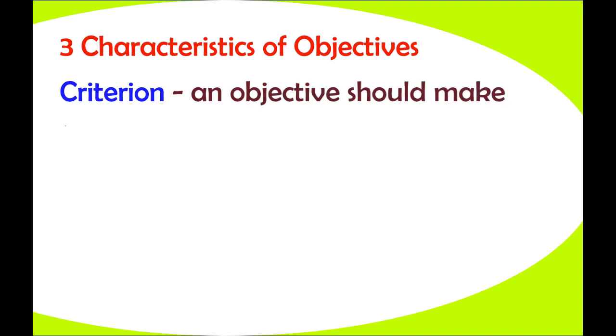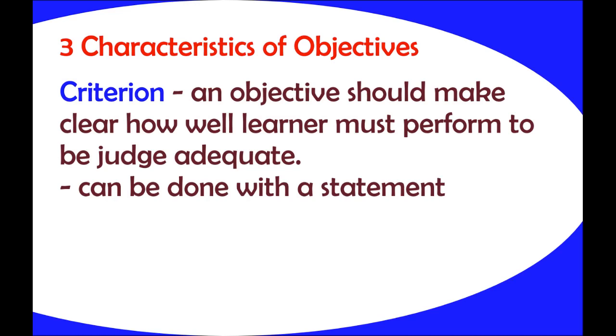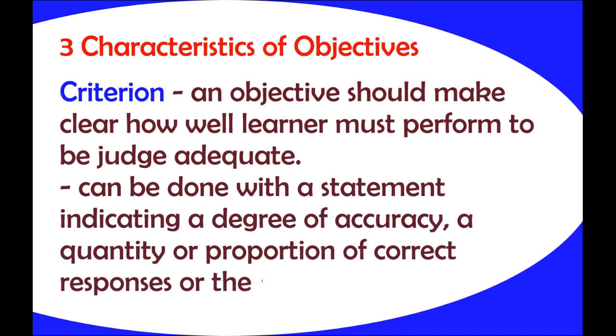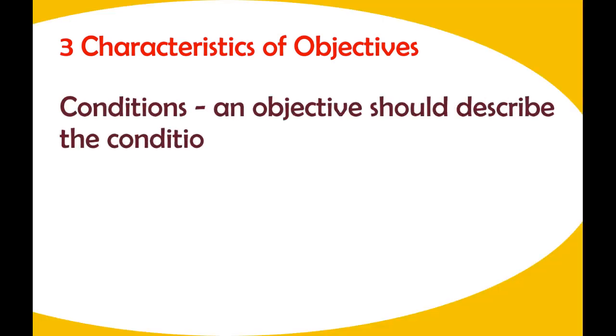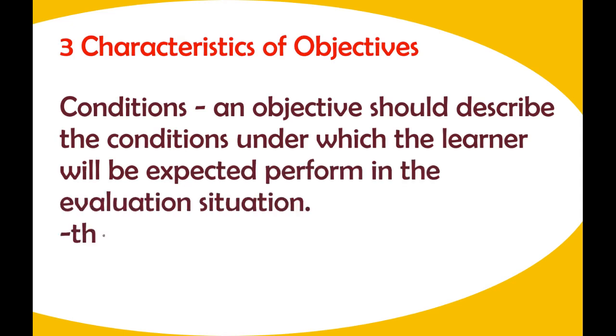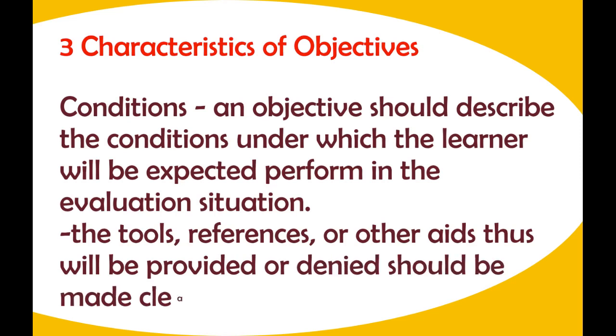Criterion. An objective should make clear how well the learner must perform to be judged adequate. This can be done with a statement indicating a degree of accuracy, a quantity or proportion of correct responses or the like. Conditions. An objective should describe the conditions under which the learner will be expected to perform in the evaluation situation. The tools, references, or other aids that will be provided or denied should be made clear.